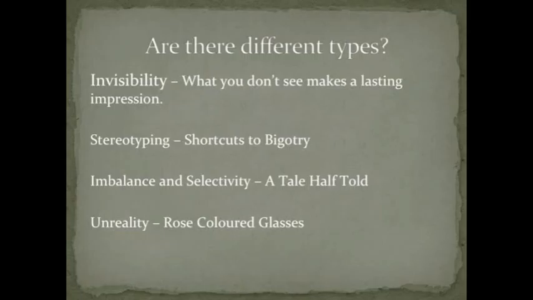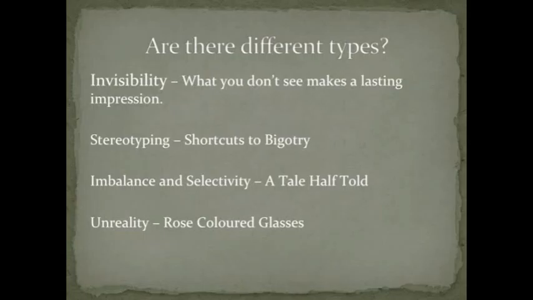Stereotyping is perhaps one of the biggest forms of bias. This includes assigning a set of characteristics to apply to all members of a group. For example, assuming that all Asian people are good at maths is a cultural stereotype. Another type of bias is imbalance and selectivity. This includes history teachers or history resources only presenting one interpretation or one side of an issue or story.